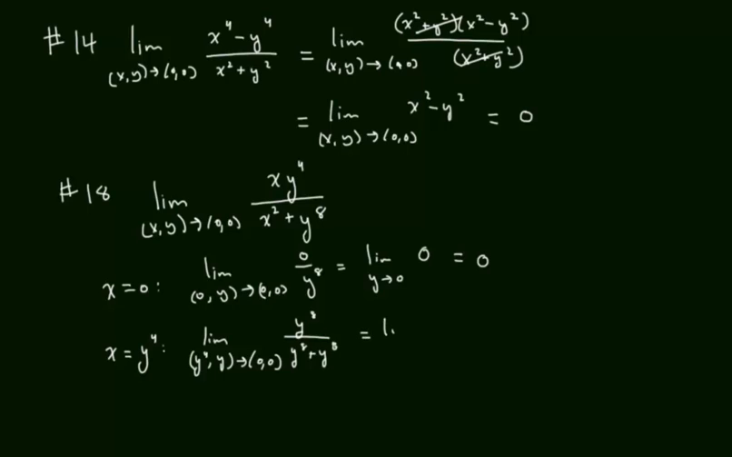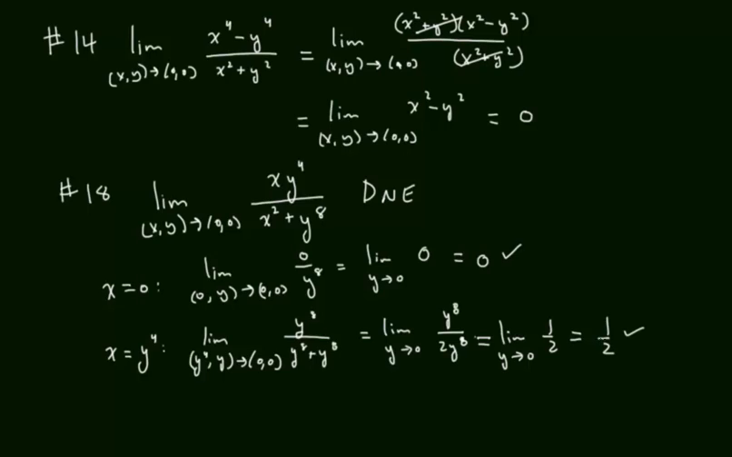So that's going to be the limit as y goes to 0 of y^8 over 2y^8. I guess I showed an extra step here, which is the limit as y goes to 0 of 1/2, which equals 1/2. Therefore, the limit does not exist. Two different paths lead to two different values. The limit does not exist.